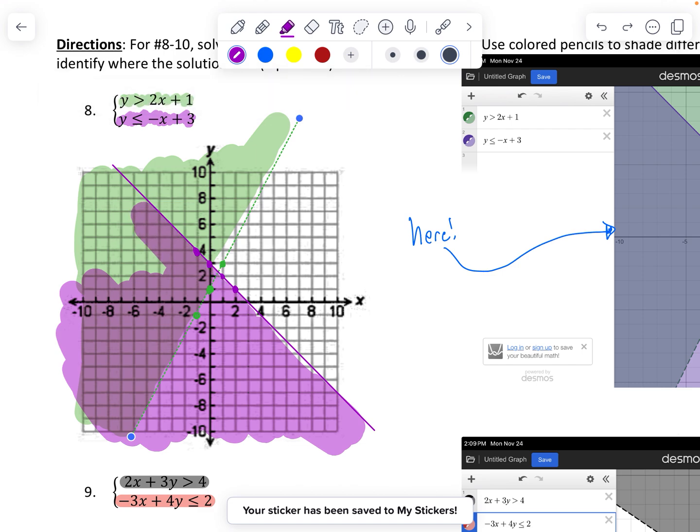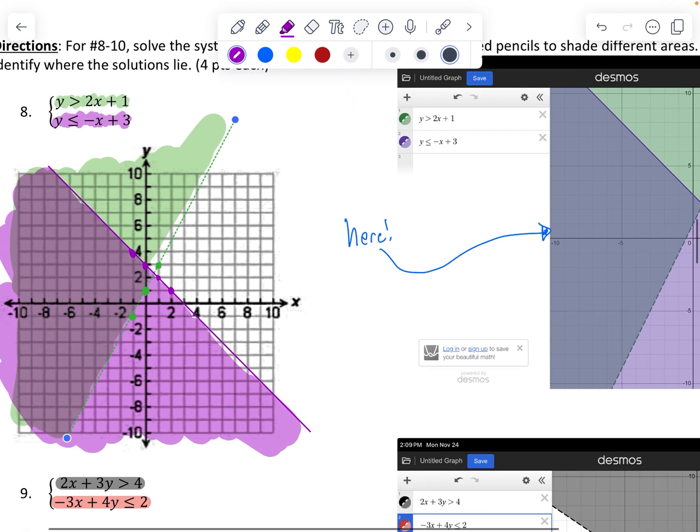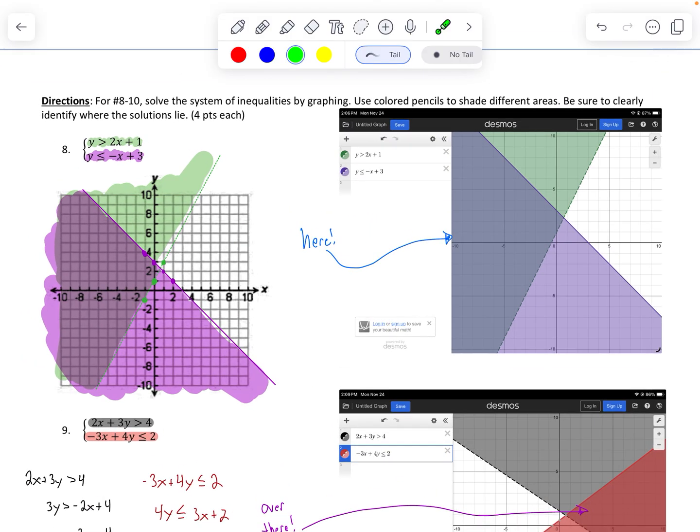And then on your test, I would prefer if you clearly indicate, like I did here, where the solutions lie. Just because sometimes the shading, like on Desmos and on Notability, it's really nice how you can see the different color shading. Using colored pencils and stuff like that, it's not nice. So just label it like I did right here.